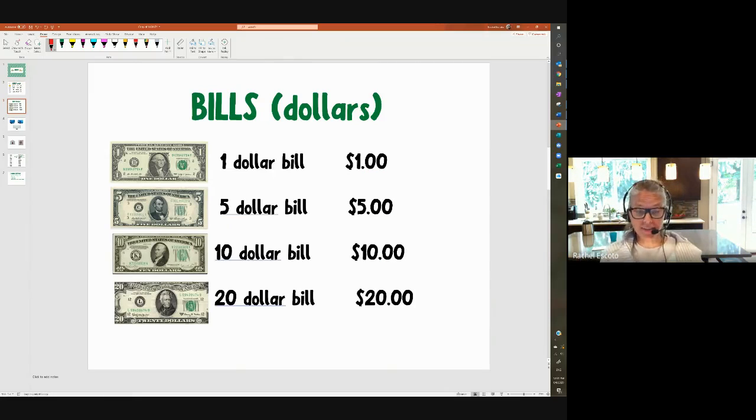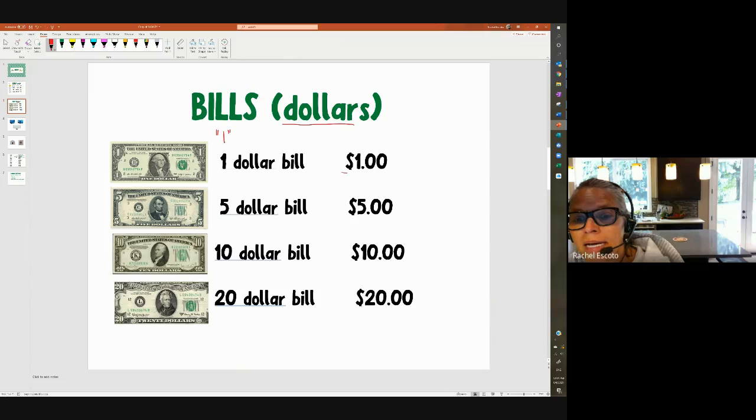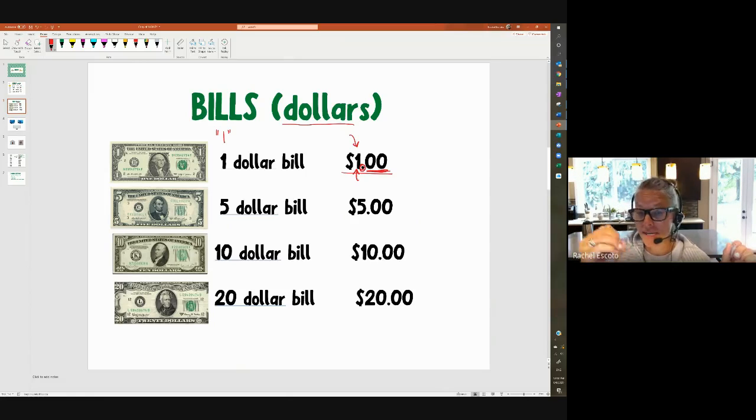Then we have bills. Bills are the paper. We call them bills. And bills represent dollars. So this is a $1 bill. Sometimes we just call it a one. And we say $1. Okay, the dollars go here in front of the decimal. They go in the front part, and then the cents go back here. This is $1.00, right? It's just $1.